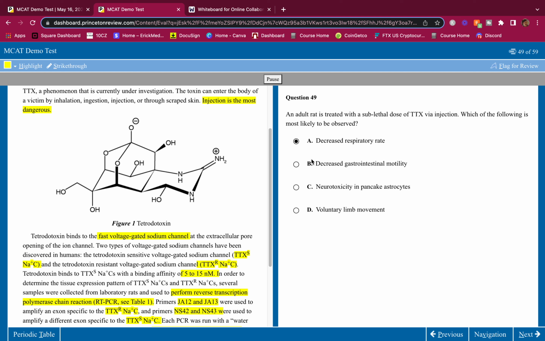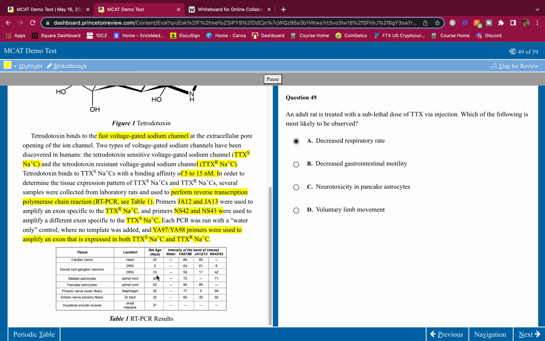Decreased gastrointestinal motility. Maybe. Neurotoxicity and pancake. Okay, so we have to look at the table here for this. So decreased gastrointestinal motility. This just tells you where they are. Are they found in the enteric? Yeah, there's a lot here. Neurotoxicity and pancake, astrocytes, voluntary limb movement. Okay, it's definitely not voluntary limb movement. That's definitely not it.